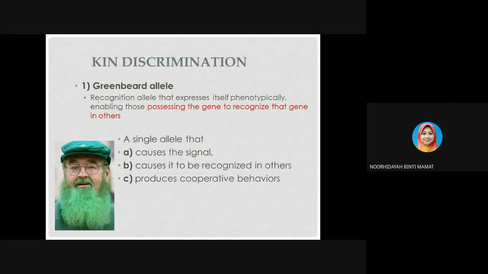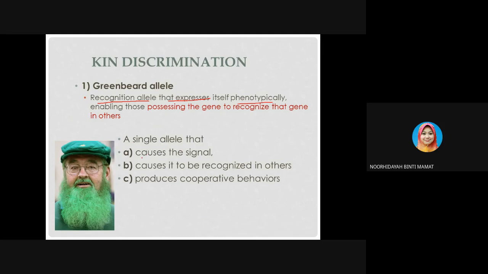The first one is the green beard allele. This is a recognition allele that expresses itself phenotypically, enabling those possessing the gene to recognize that gene in others. Phenotypic is the observable physical or biochemical characteristic of an organism, as determined by both the genetic makeup and environmental influences. It can be observed physically and biochemically, the gene expressed.